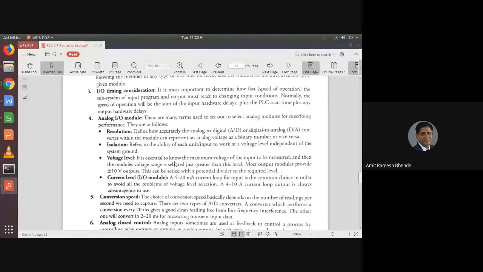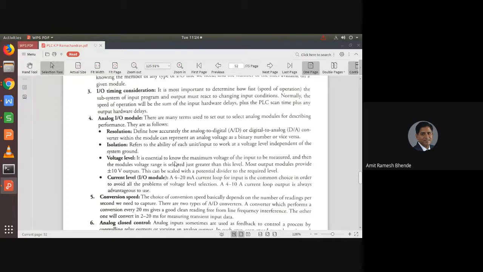Okay, so if you know the maximum voltage to be measured by the input devices, accordingly you can select the PLC hardware. Okay, so how many different input devices are there? What is the maximum voltage which may come to the PLC hardware? So all these calculations are required. Okay, so what are the different voltage levels of the input devices, and accordingly you can calculate the amount of voltage to be handled by the PLC hardware. So that is voltage levels.